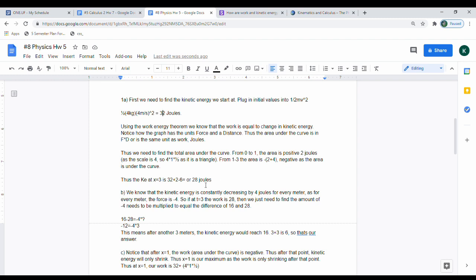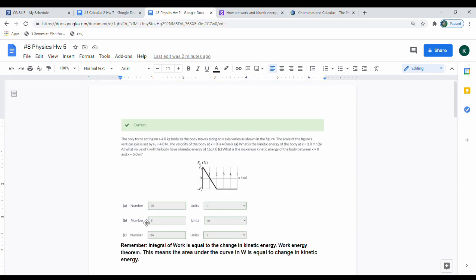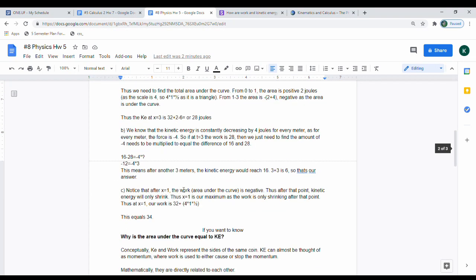16. So I decided to use x at x equals 3, the joules is 28 from the last question to solve this. So the change in energy from 16 to negative 28 is negative 12. So it would take 3 more meters for it to lose 12 joules of work. And well, 3 meters more than 3 is 6, so that's B.